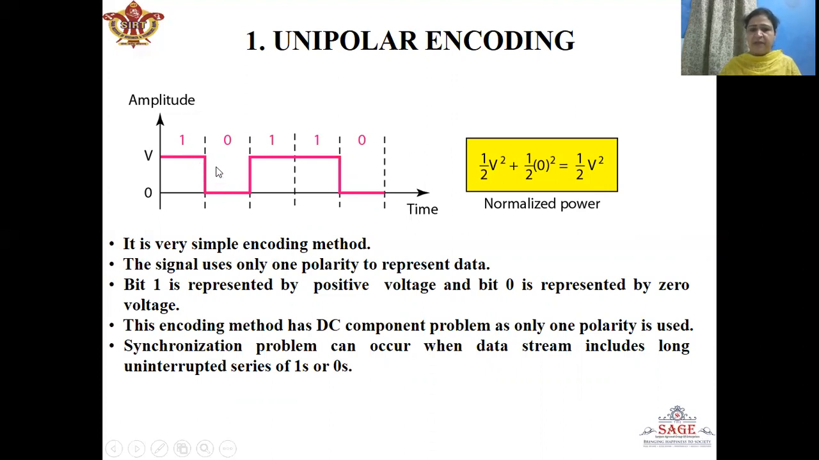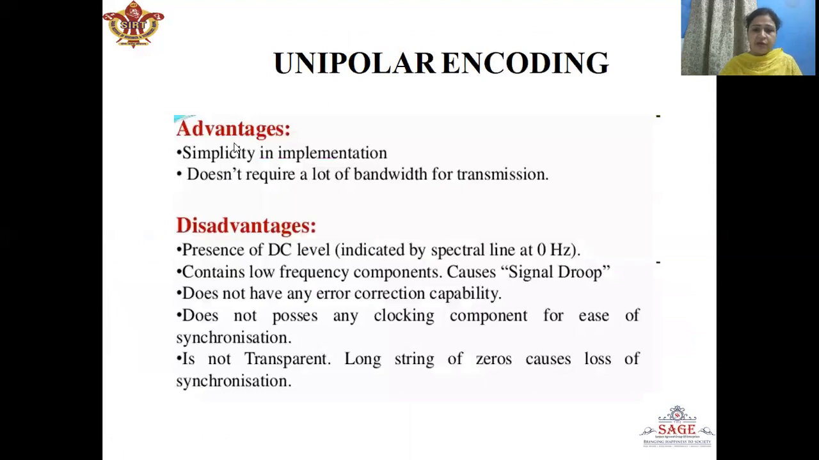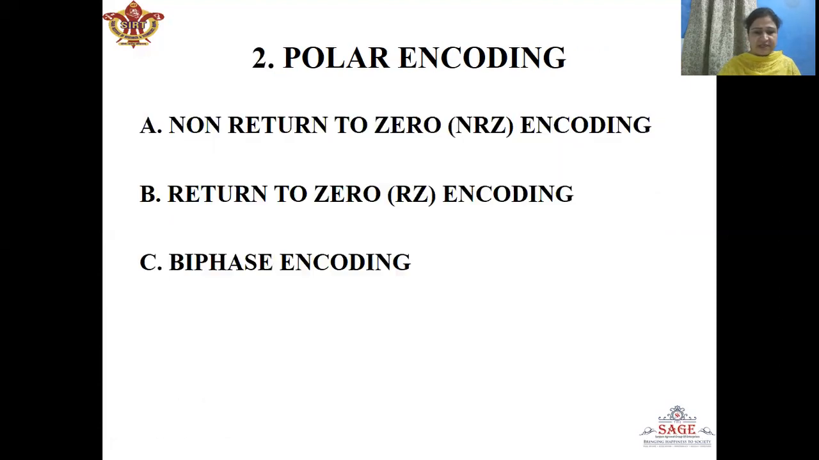So this encoding method has a DC component problem as only one polarity is used. Now, the advantages of unipolar encoding: it is very simple to implement and it requires less bandwidth for transmission. Disadvantages: it has a DC level component. It does not have any error correction capability. It does not possess any clocking component for self-synchronization, and a long string of zeros causes loss of synchronization.